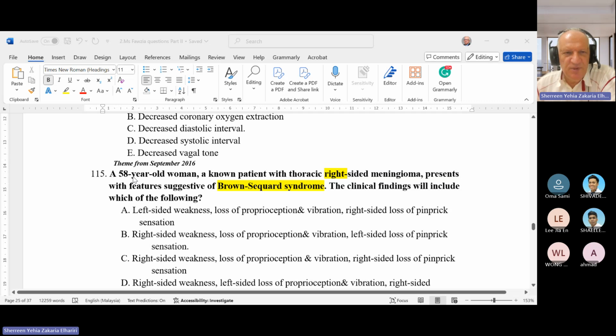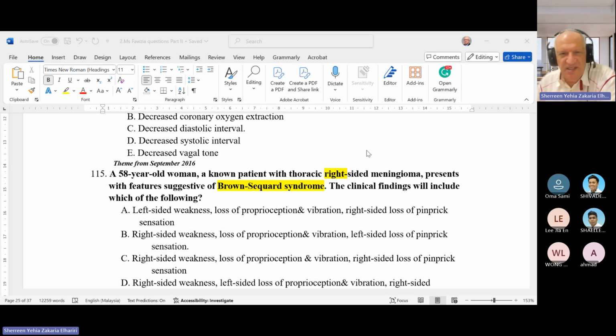58, very important question also. Woman, a known patient with thoracic right-sided meningioma. Usually we put meningioma because in the classic books they mention incomplete injury of spinal cord. Actually, incomplete injury of spinal cord is historical, because if the patient has incomplete injury of spinal cord, during transportation by ambulance, incomplete becomes complete.